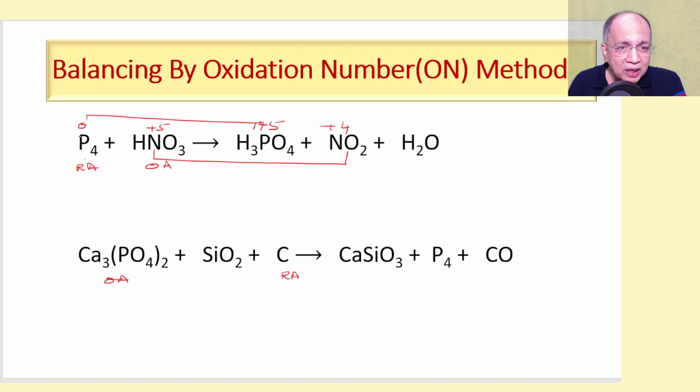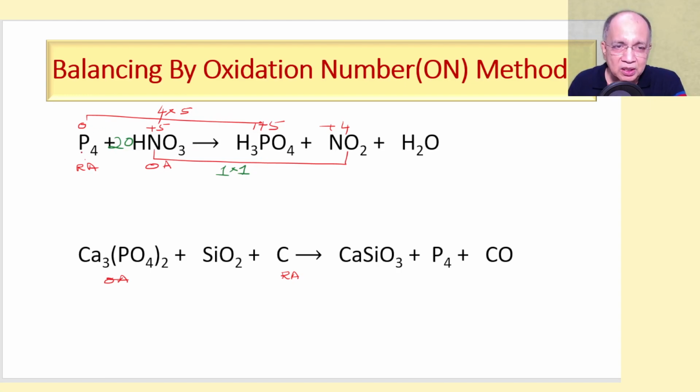Now for one phosphorus atom the change is 5, and there are 4 phosphorus atoms, so the total change is 20. So you multiply here by 20. And in the oxidizing agent, from +5 to +4 the change is 1, and there is only one nitrogen atom in the agent, so the total change is 1. 1 is never written, so this is the starting point. Then you inspect. Hit and trial will make your process complete.